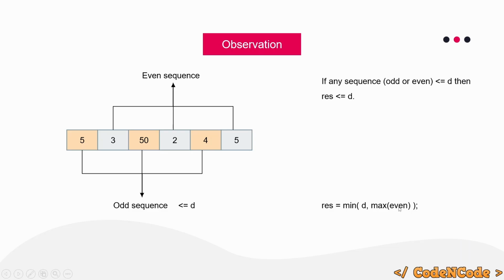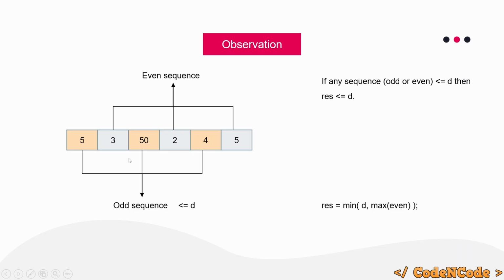Why? See, let's say the maximum of even indexed elements is actually greater than d. It's d plus 10 or d plus 20 or any number d plus x. Then the minimum of those two will be d itself. So the result clearly is going to be d. But what if the maximum of even indexed elements is actually less than d? Let's say d minus 5. In that case, the overall result will be d minus 5, which is again true. Result is less than or equal to d.